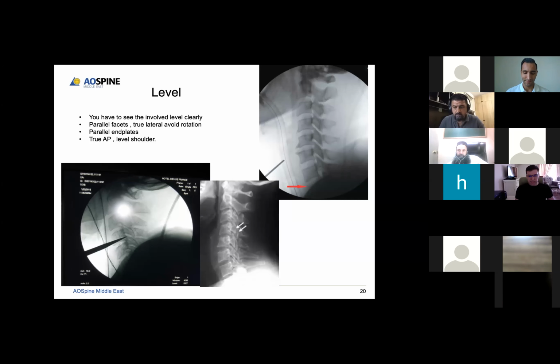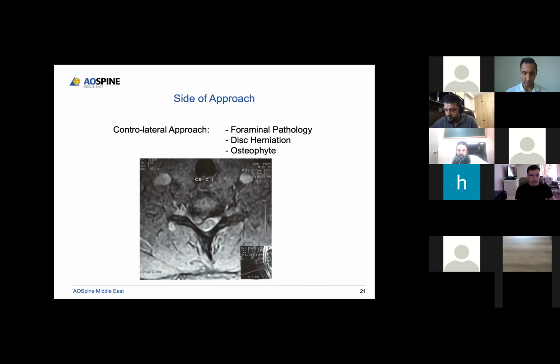If you see this X-ray here, it shows superimposed facets, which are not parallel, and this will affect your placement of the cage and cause intraoperative problems in the operative procedure.